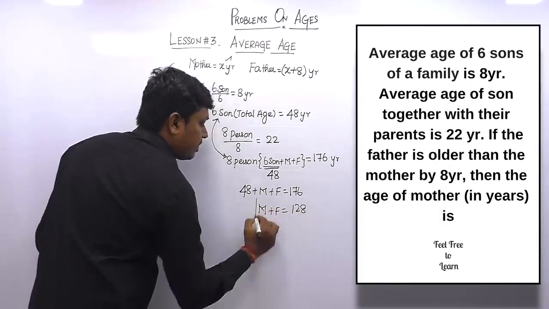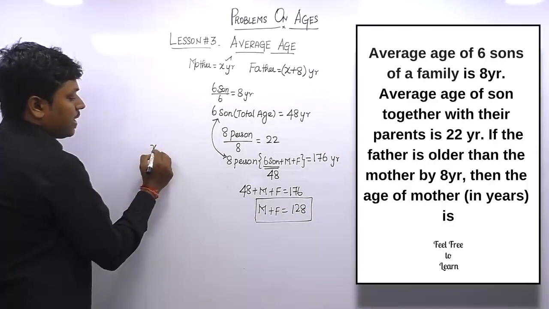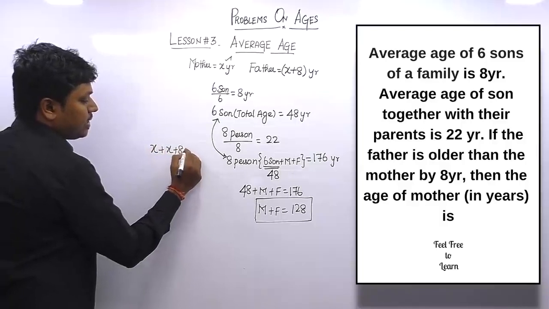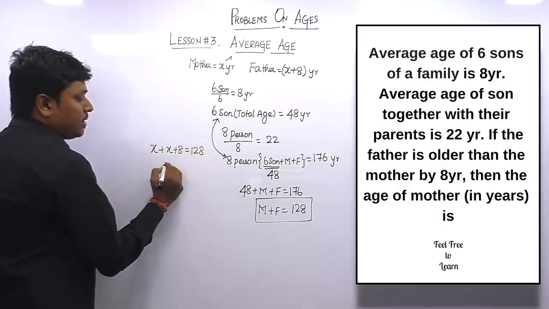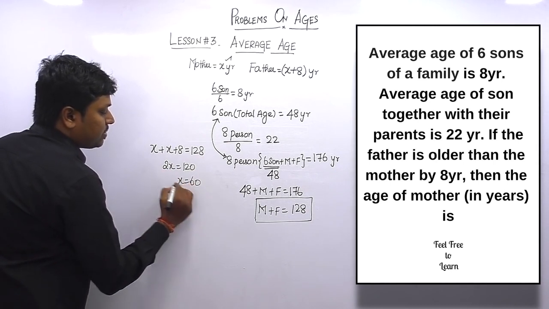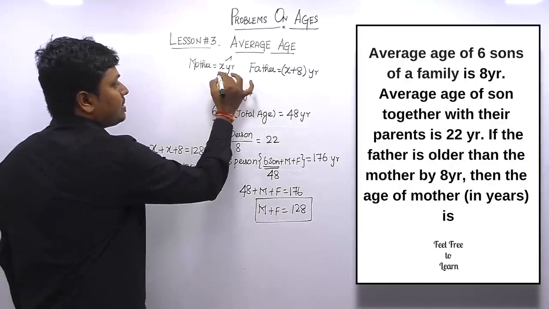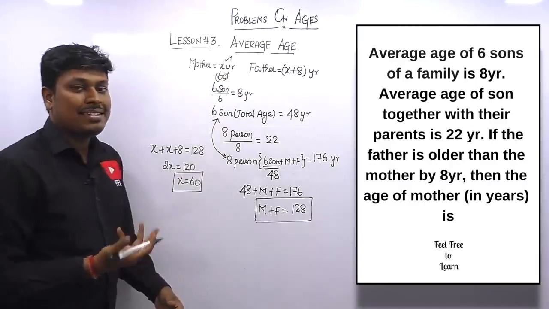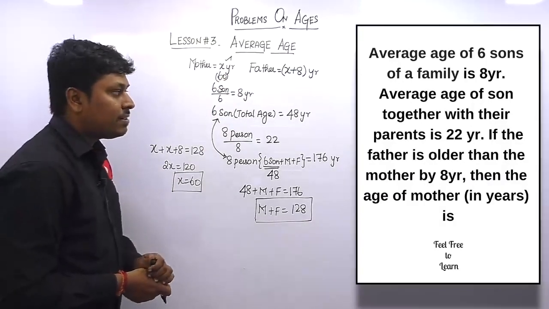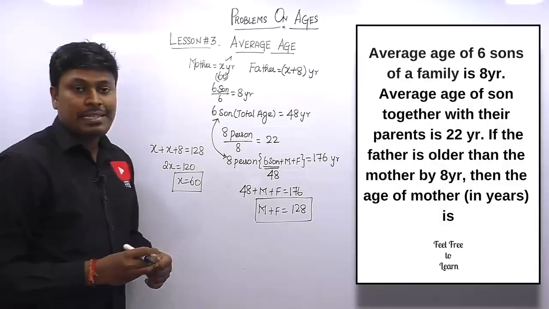128. So we already assumed that the mother's age will be X years. So X, and the father will be X plus 8, is equal to 128. So 2X is equal to 120. So X is equal to 60. So finally we can say that the mother's age will be 60 years and the father's age will be 68 years. So an interesting question. So the answer for this question number 4, the age of the mother, is 60 years.